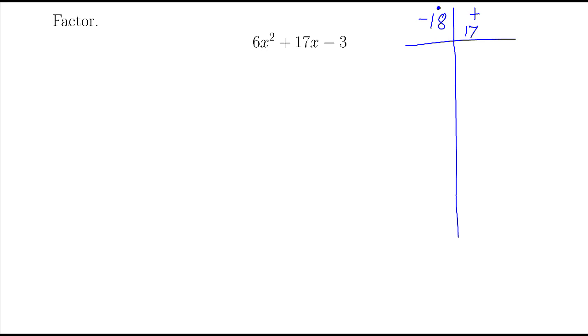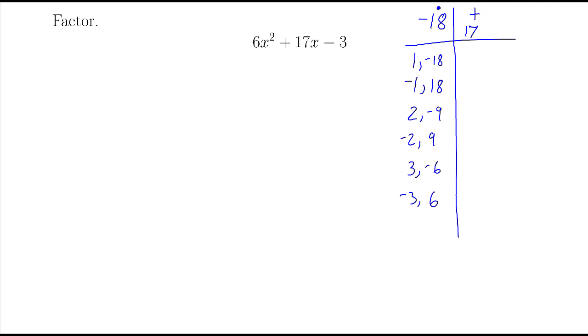Okay, so what? 1 times negative 18, negative 1 times positive 18. We could have 2 times negative 9. We could have negative 2 times positive 9. We could do 3 and negative 6, negative 3 and positive 6, and that's it.